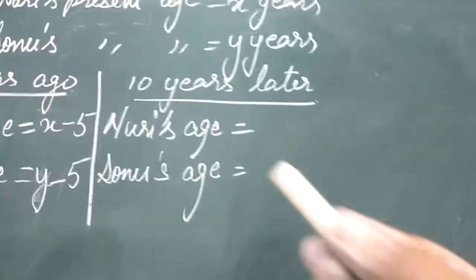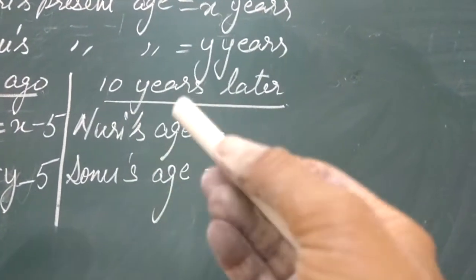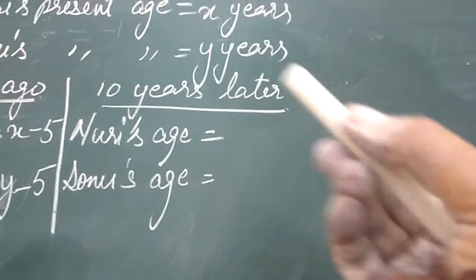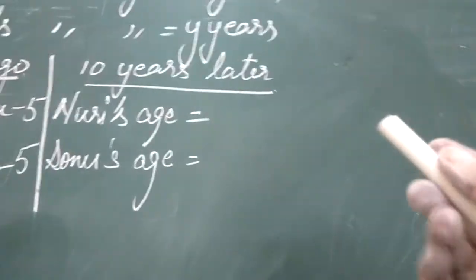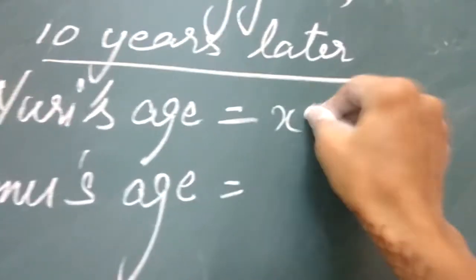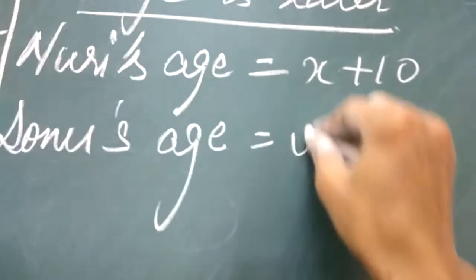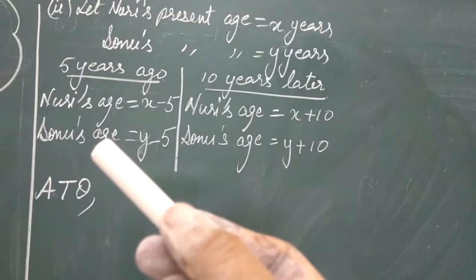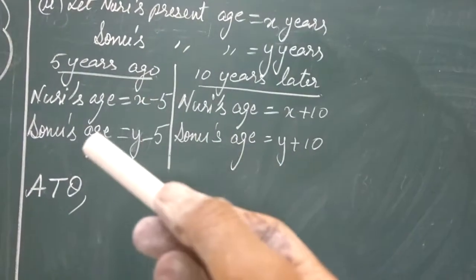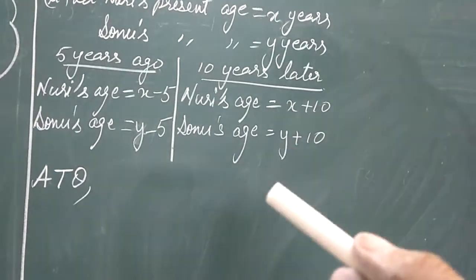Same, if I ask you your age after 10 years or 10 years later, obviously, what will you do? You will add 10 years, 15 plus 10. Same here, we'll add 10 years to Noori's age as well as 10 years to Sonu's age. Now, when you form the equations, for the 5 years condition, you will put these ages. For the 10 years condition, you will put these ages.